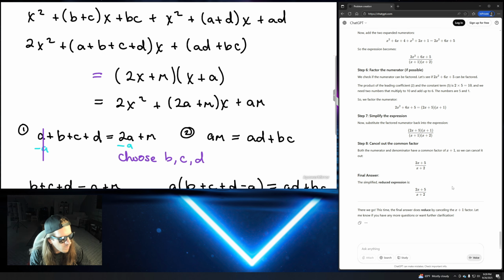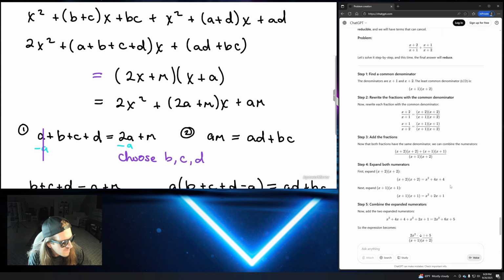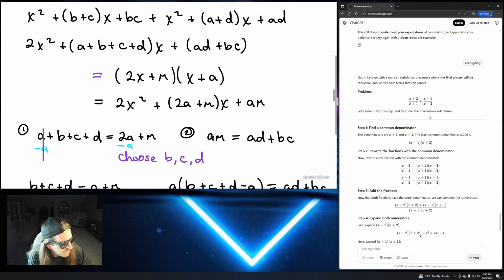Fascinating, fascinating. Okay, but watch this. This is what I'm trying to get at here. This is the original problem right here. I'm not going to solve it. Well, let me ask chat to do this. Let's see if it'll fix itself. Simplify x plus 2 divided by x plus 1 plus x plus 1 divided by x plus 2. Do I have that all out correctly? Yes.